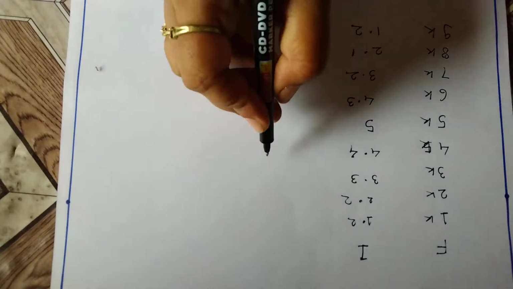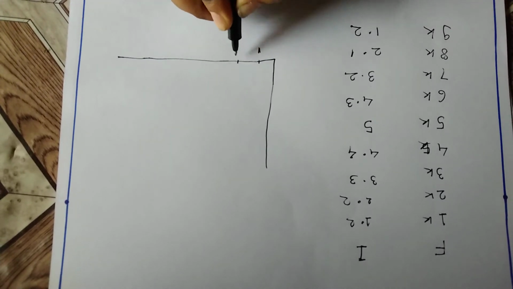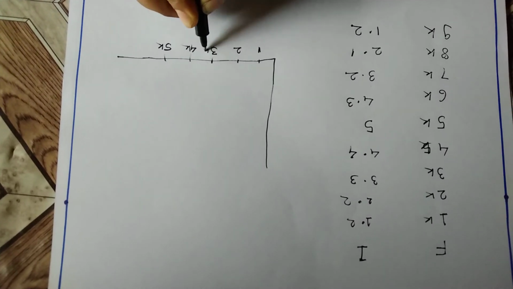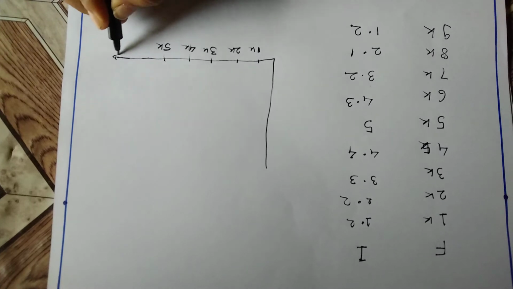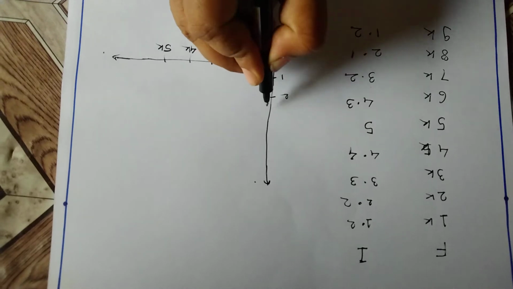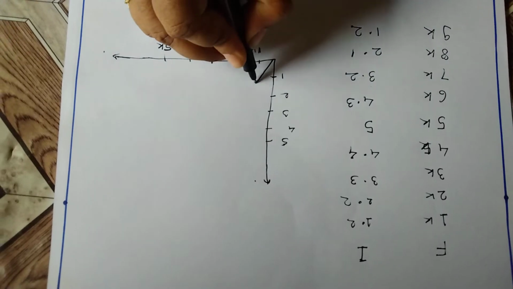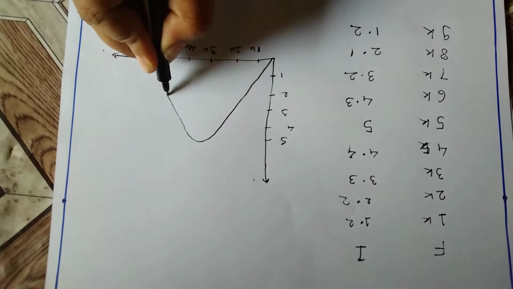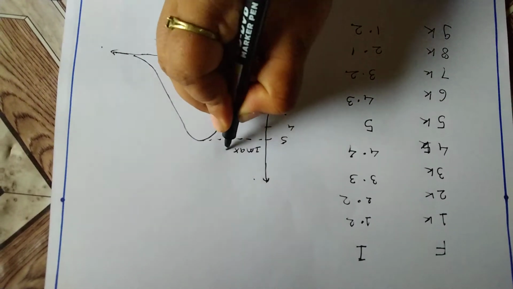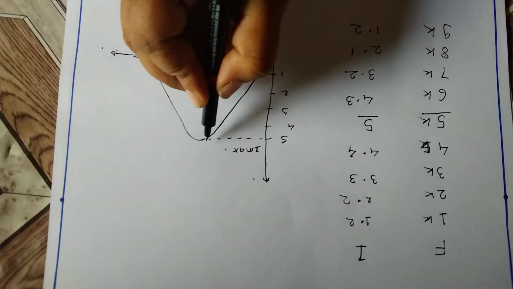Here we plot this graph. This is frequency, 1K to 5K, and current 1 to 5. We will get this graph. This is the I maximum. Let us see, this is omega, omega naught.